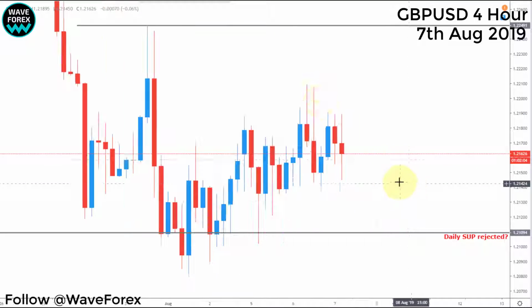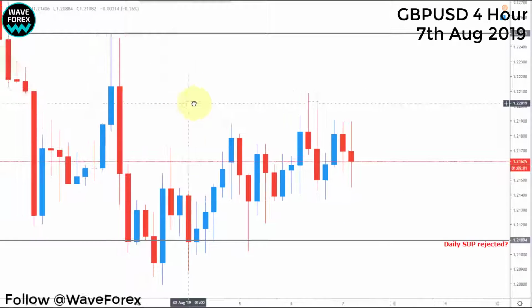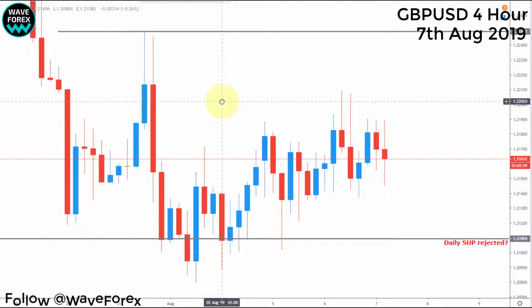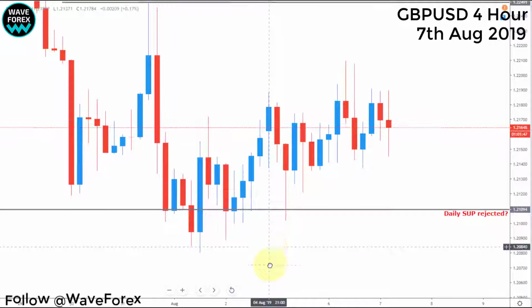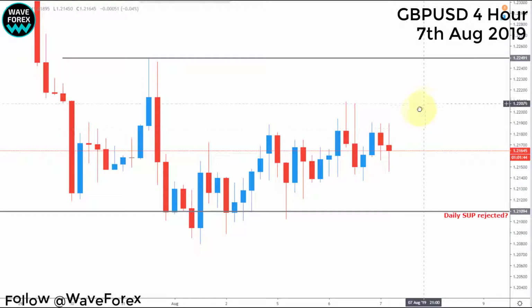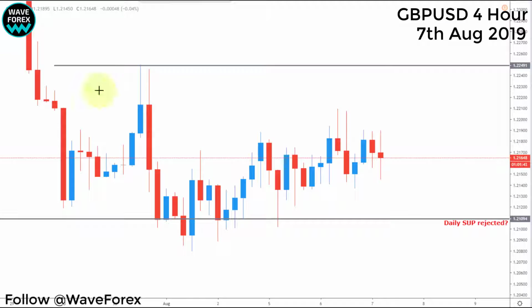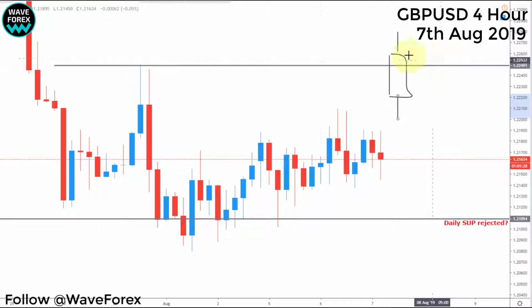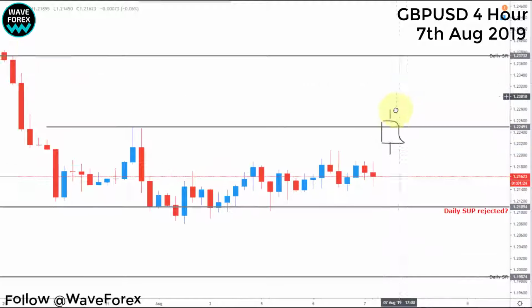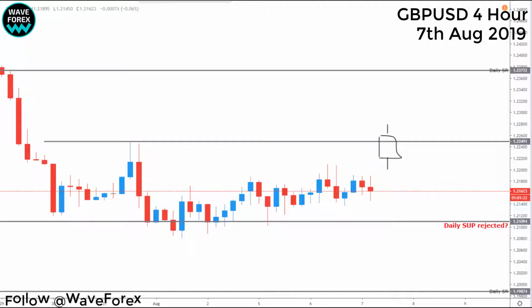Let me make it bigger for you. Okay, so this is the pound dollar 4-hour time frame. This is the high of the 4-hour time frame. Okay, so what does it mean? If the price breaks up this level, breaks and closes above, we could see the price might go higher to test this level.